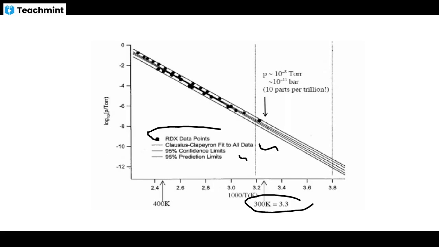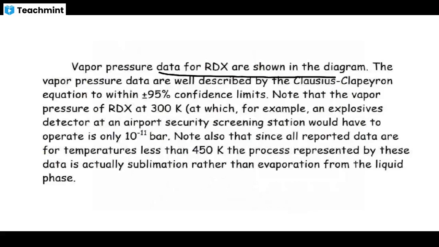So normal room temperature. If you plot the graph, you get a pressure of approximately 10 power minus 10 or minus 11 bar, about 10 parts per trillion. So the instrument should be so accurate that it determines the vapor pressure; 10 power minus 10 bar means very accurate. It is used as a bomb detector. In a bomb detector, the RDX compound vapor pressure is determined at room temperature. That is how they detect the bombs.